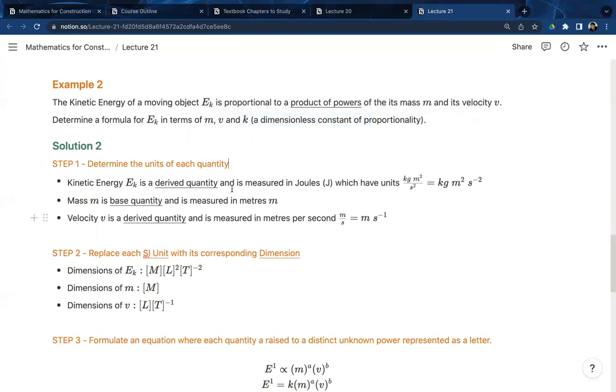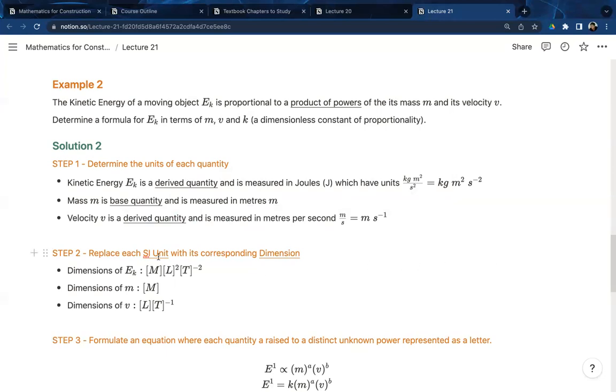So step one, we have to find the units of everything. All the quantities we have: m, v, and EK. k is not a dimensional quantity, it has no dimension, so we don't worry about k. k is just k for constant, right? EK is kinetic energy, a derived quantity. We went through this before. These are the units for energy. Mass has the base unit kilogram, and v is a derived quantity. The unit is meter per second, right? m over s, meter per second.